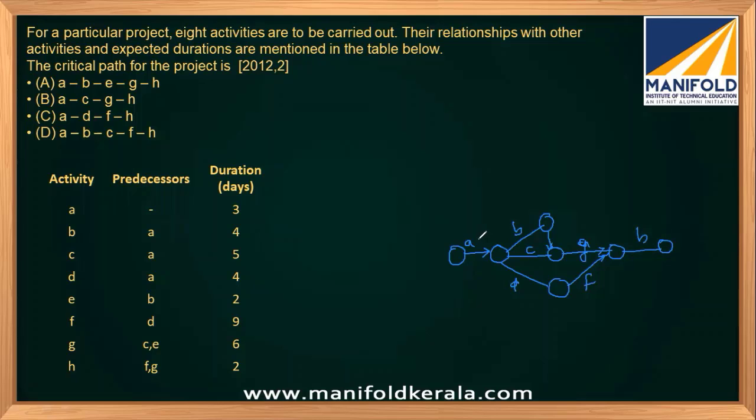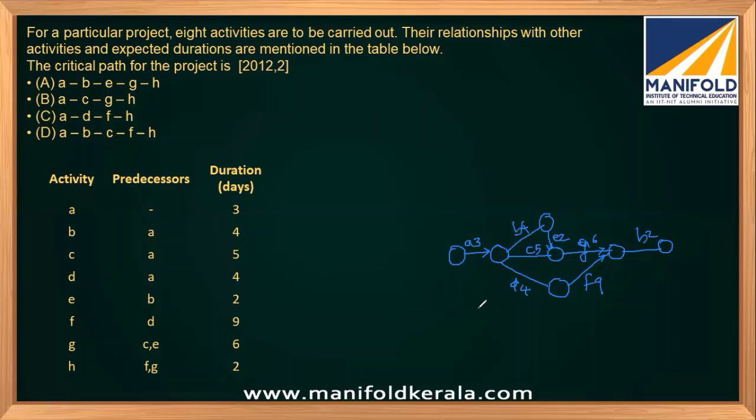So now you can put the duration. This is 3, B is 4, C is 5, this is E. Then D is 4, A is 2, F is 9, G is 6, and H is 2.